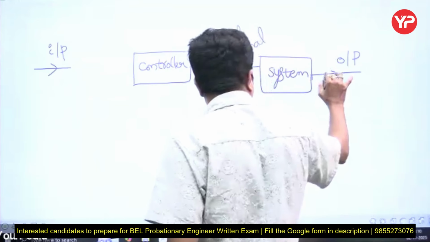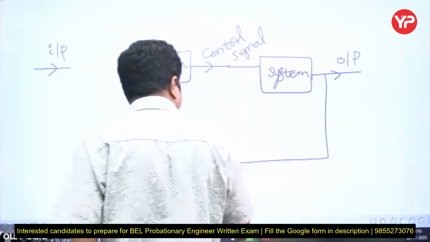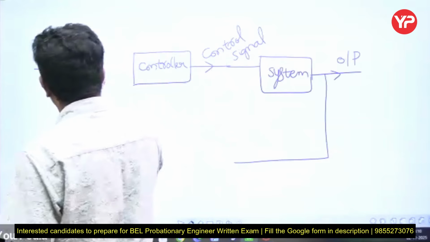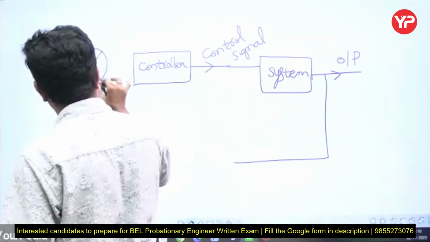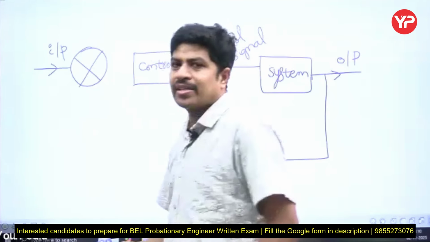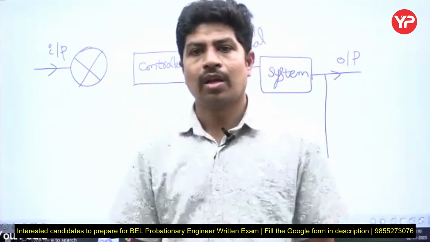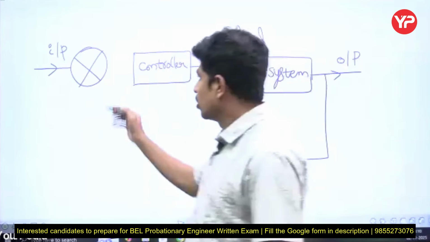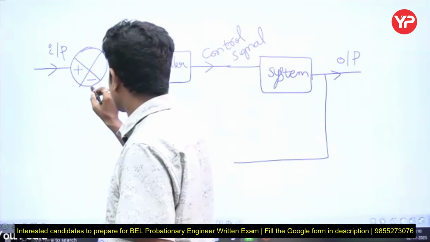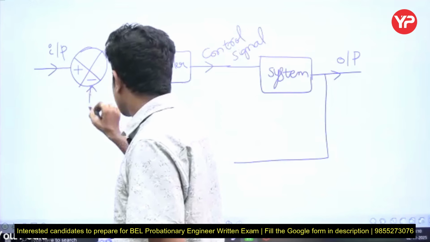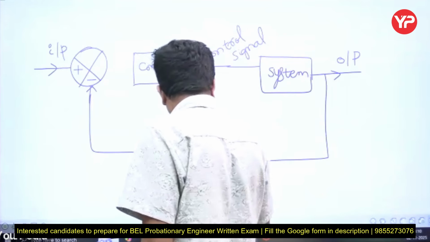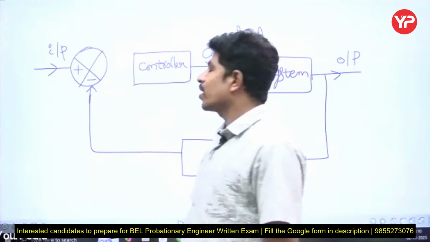I will compare. How to compare? I get that back. There is a comparator which I am taking. This is the symbolic representation of a comparator. Comparison means what? Addition or subtraction. Comparison means subtraction. So I am putting plus here, I am putting minus here. This is the feedback, and I am going to put something here. What is that something, sir?